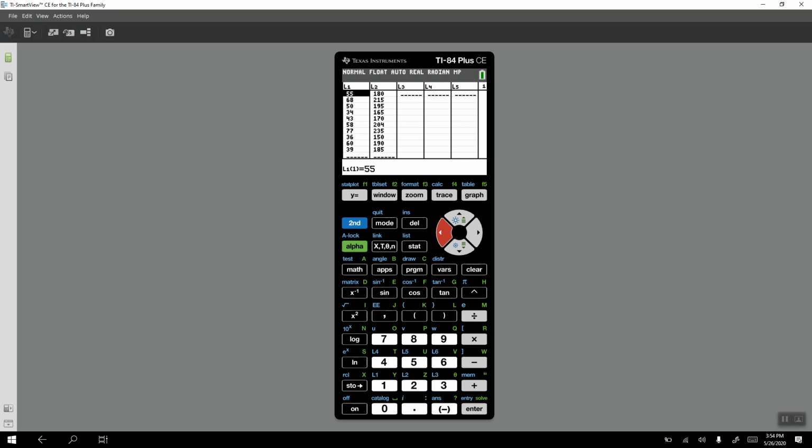I'm going to go ahead and clear these lists. So again, I'm going to tab up to select L1, and I'm going to hit clear. Notice it cleared list 1, but it only activates once you hit enter. So list 1 is now clear. I'm going to go over to list 2 and clear that. So tab up to L2, press clear, and then press enter, and that should clear those lists.